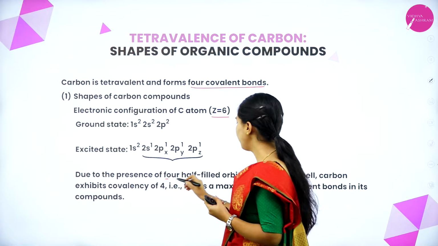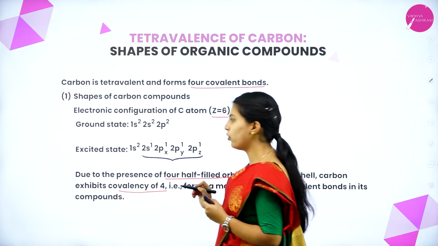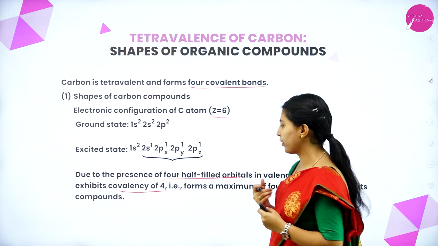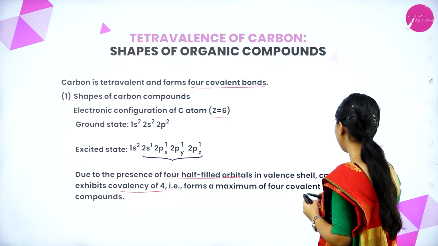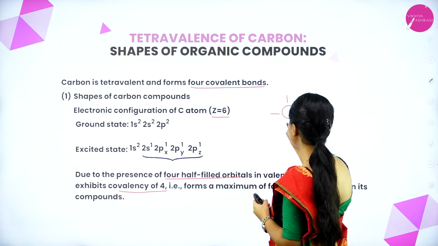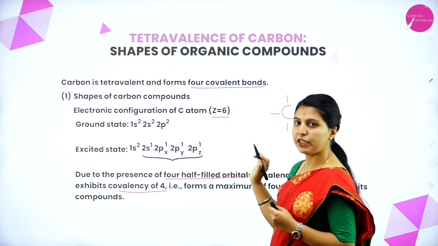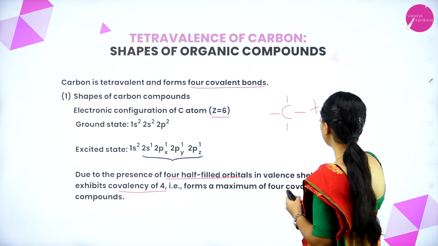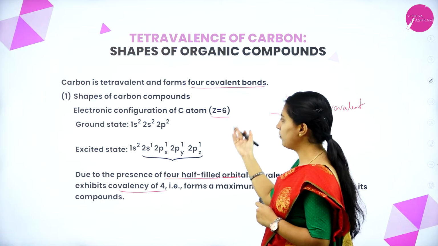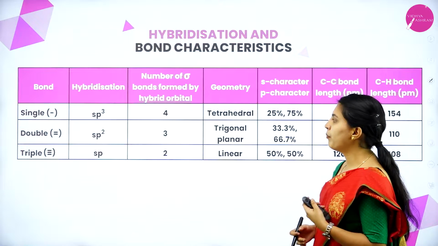Due to the presence of 4 half-filled orbitals in a valence shell, carbon exhibits covalency of 4. Covalency is nothing but the capacity of forming bonds. How much in carbon? That is 4. It forms a maximum of 4 covalent bonds in its compounds. If we count for carbon 1, 2, 3, 4, four covalent bonds could be formed. That's why we call it tetravalent. How does it become tetravalent? By this electronic configuration. Next, hybridization and bond characters.